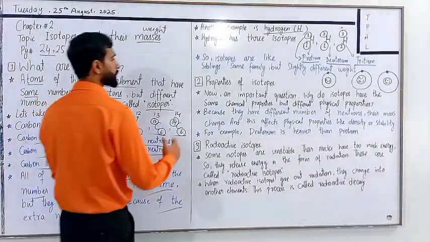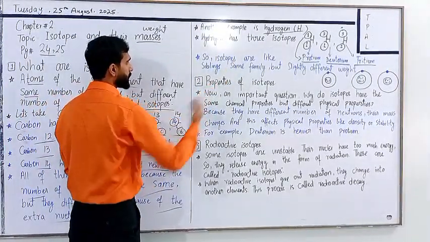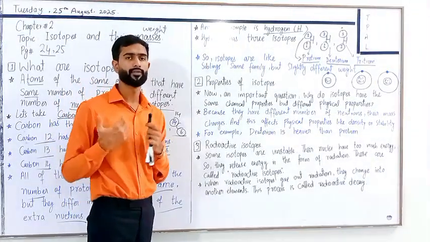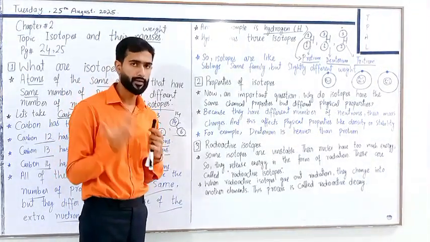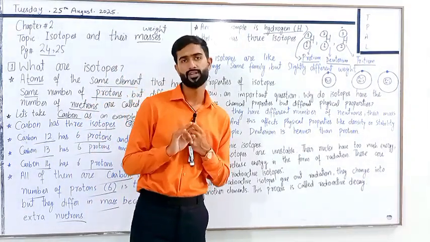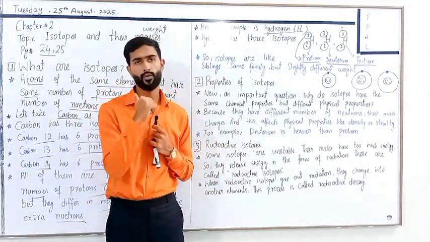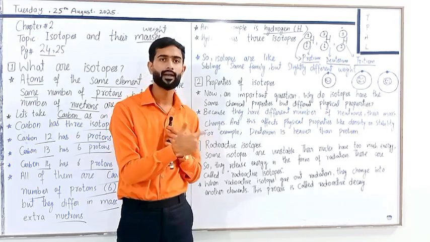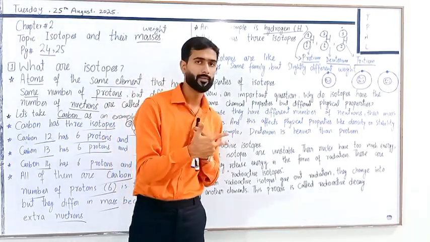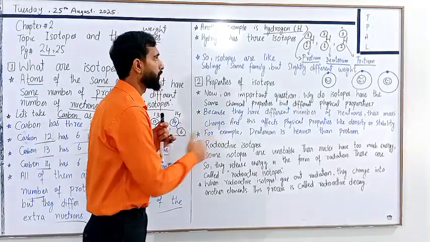Let's move to the right hand side of the whiteboard. We are taking one more example, hydrogen, for better clarification and understanding, right? So hydrogen has three isotopes: protium, deuterium and tritium. These are isotopes of hydrogen.